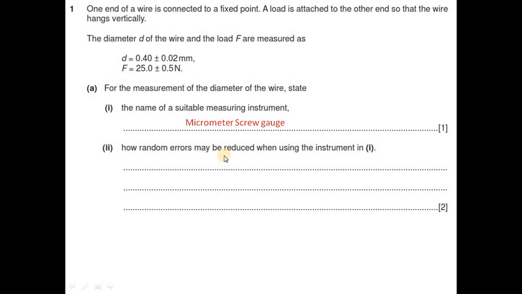How may random errors be reduced when using the instrument? Again, a typical question: whenever it is measurement of a wire, the instrument is micrometer screw gauge, and they may ask how a random error is reduced, or how to get an accurate reading. So we say that we use a micrometer screw gauge, take multiple readings at different places or different orientations, and use the mean value to reduce random error and get an accurate result.